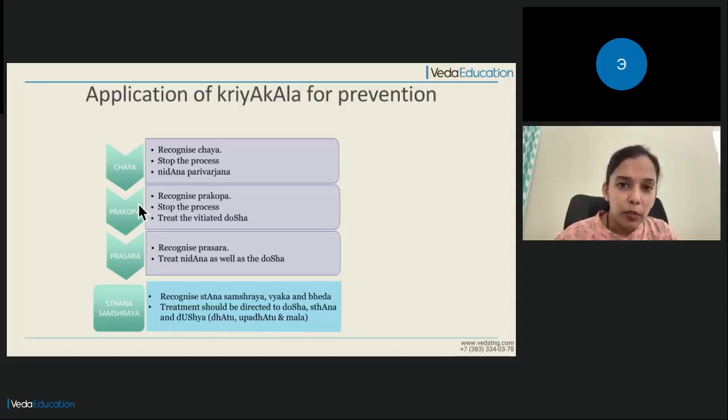Now, it sounds so simple, both at the level of Chaya and Prakopa, but it requires you to understand your body very well, respond in time, and not overlook it. Most of the time, we all would have identified these situations. When you exercise, there will be a point where it feels like, no, I have to stop now. But because of external influence, or because you have set yourself a time, like I have to do it for 1 hour or 45 minutes, you push yourself to do it.